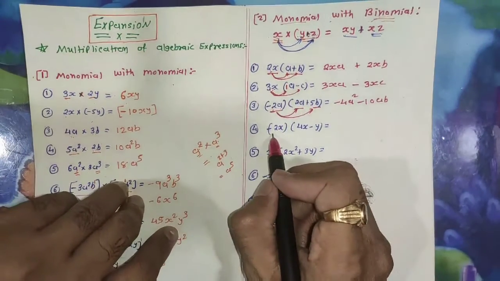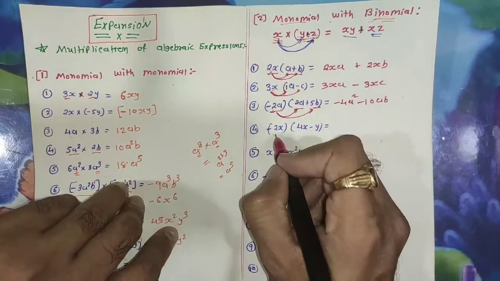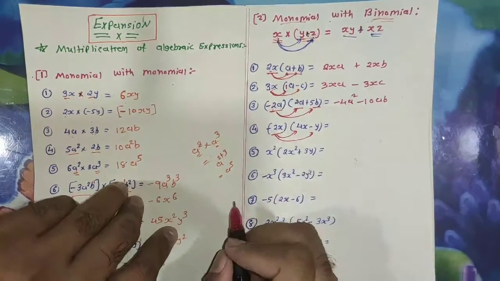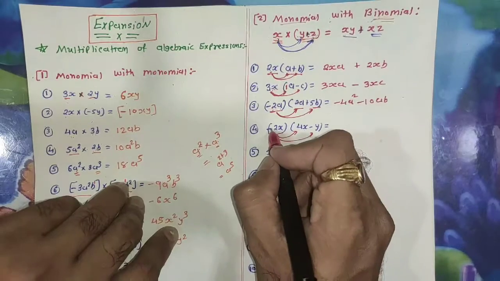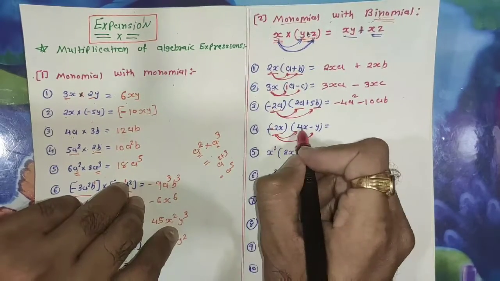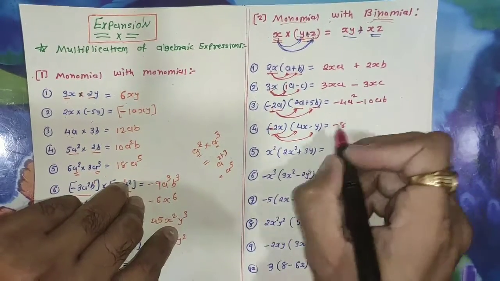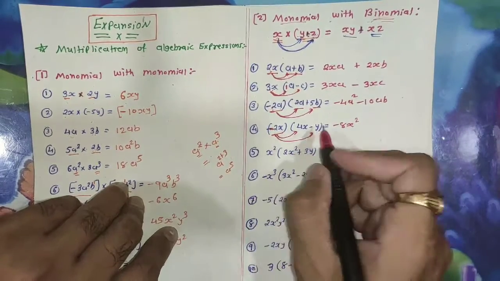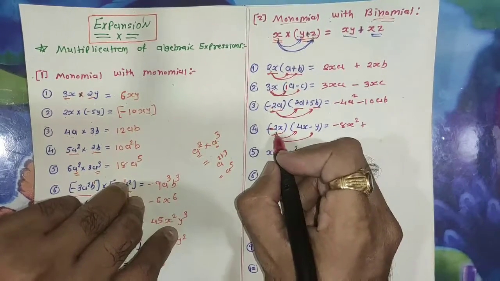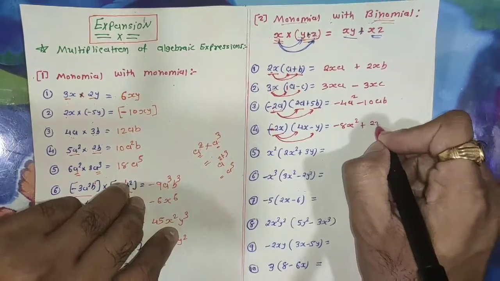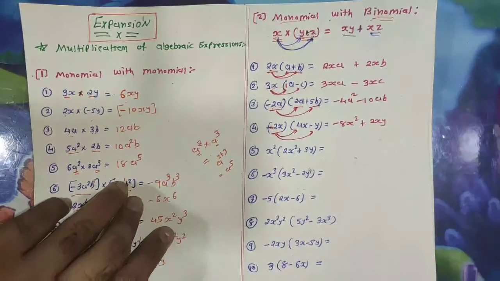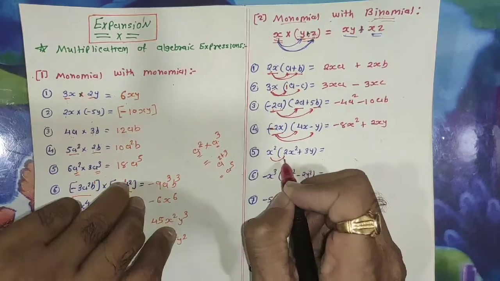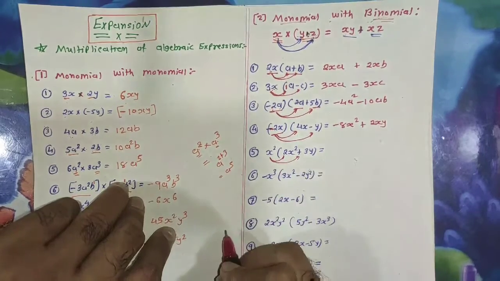Again multiply this minus 2x with this 4x minus y. So multiply this 2x with 4x and multiply this 2x with minus y. So what is the multiplication of this minus 2x with 4x? Minus 2 fours are minus 8. x into x, it's x square. Again minus minus plus. Multiply this 2x with y, so it's 2xy. Clear, students?